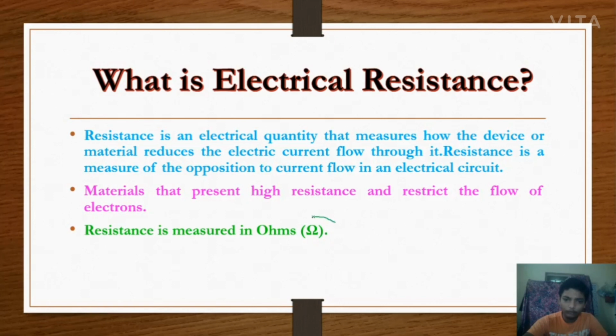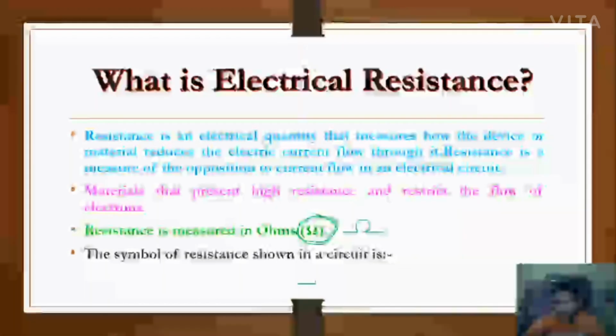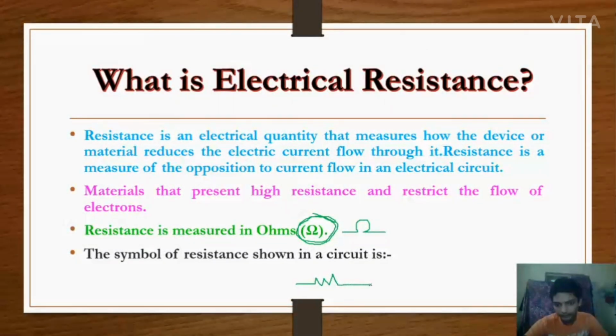Resistance is measured in ohms. The SI unit of resistance is the ohm. It is a Greek letter, omega. And the circuit symbol of resistance is like this, as I have drawn before.